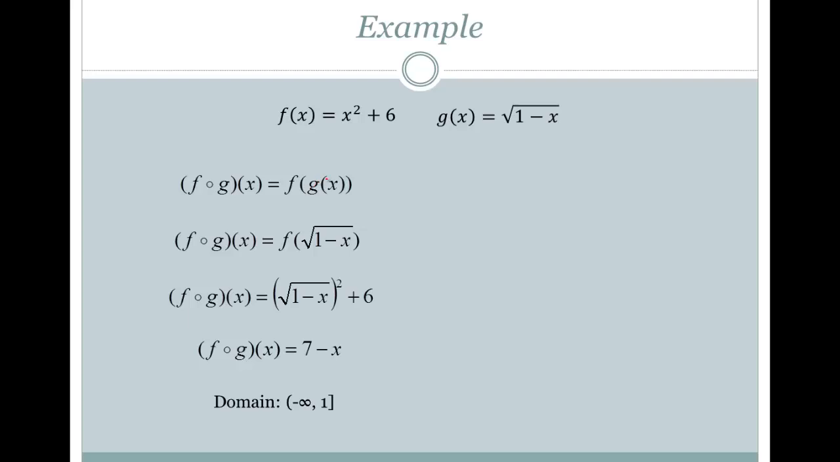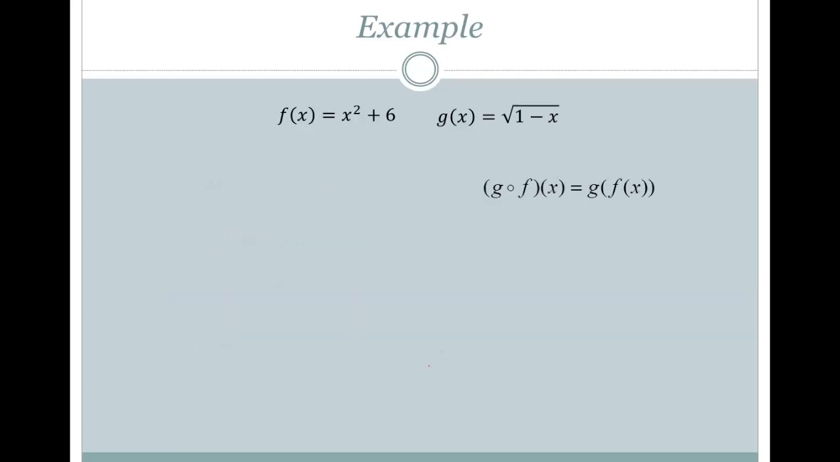And the domain of this function is negative infinity to 1. If I plug in anything else, we're not even going to get to this next step. All right, so make sure you're looking at that. Sometimes this may be all real numbers, so let's look at this flip problem.